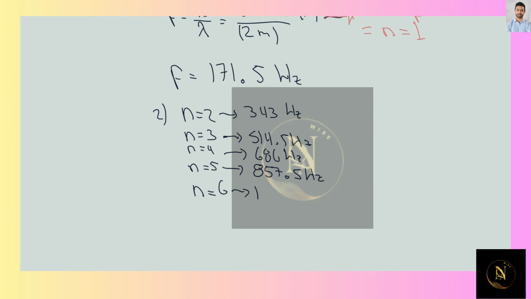And n equals 6 is going to give 1029 hertz. So the possible frequencies between 100 and 1000 hertz are the following. And the lowest one, which is the answer for question 1, is 171.5 hertz. This corresponds to n equal 1.